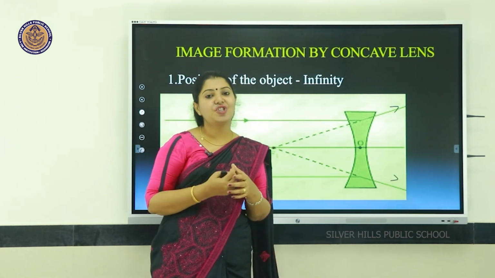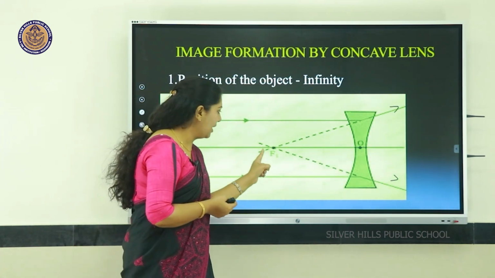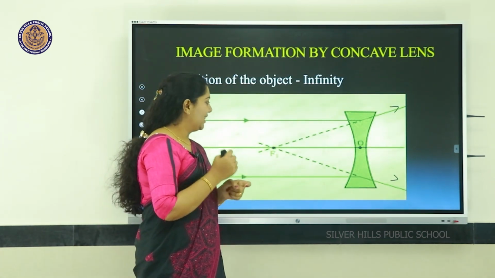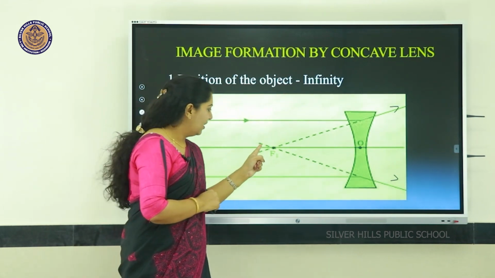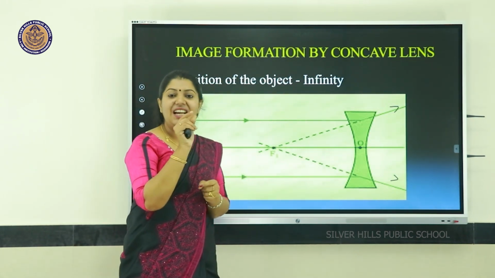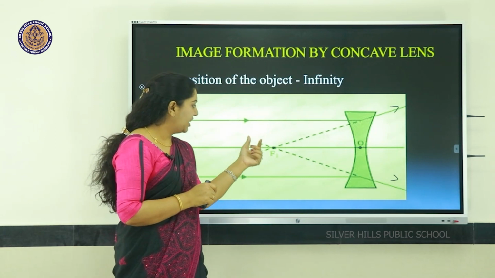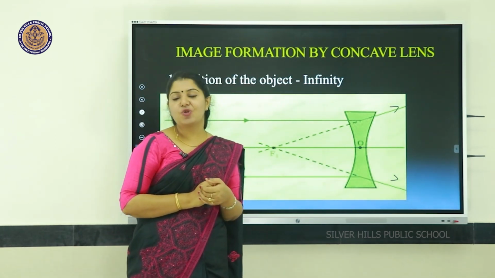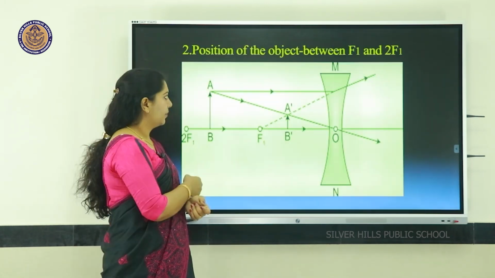So where is the position of the image? The position of the image is at F1. The size of the image is very small. We can say it is point sized, and the nature of the image is virtual and erect.